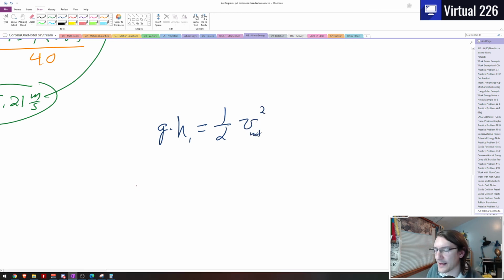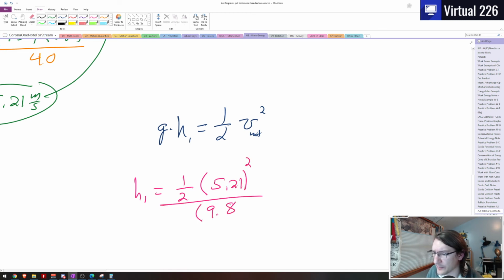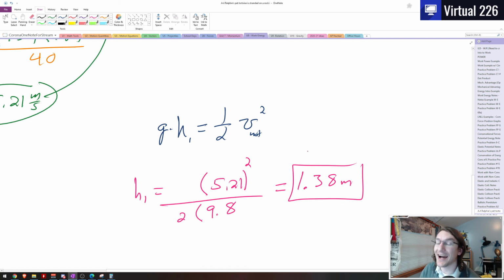So to solve for that H, we're just going to get H1 equaling 1/2 times 5.21 squared divided by gravity, which is 9.8. Or I guess if you wanted to write this, you could write this as 1/2 like that. Doesn't really matter. But when you crunch these numbers through, you will find that the height of this bank needs to be 1.38 meters tall, which means Ralphie needs to start from a height higher than the opposing bank in order to get there, due to the fact that we lose some energy due to this inelastic collision whenever we grab our turtle.